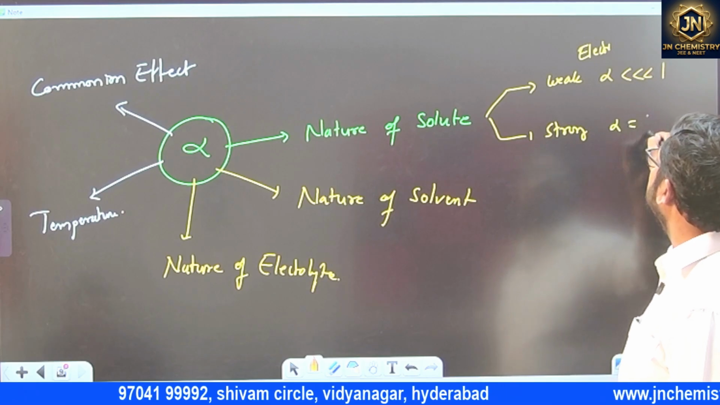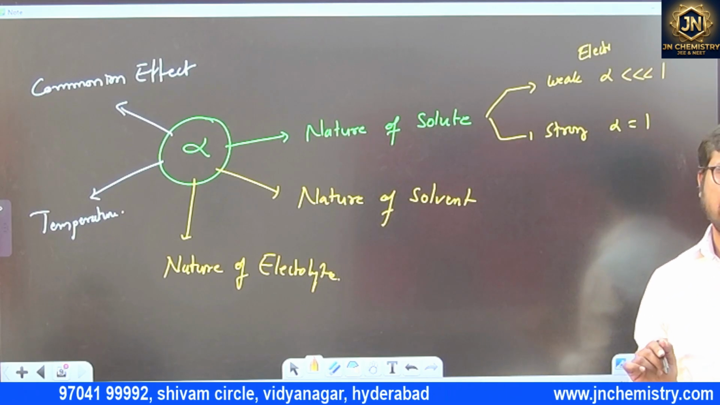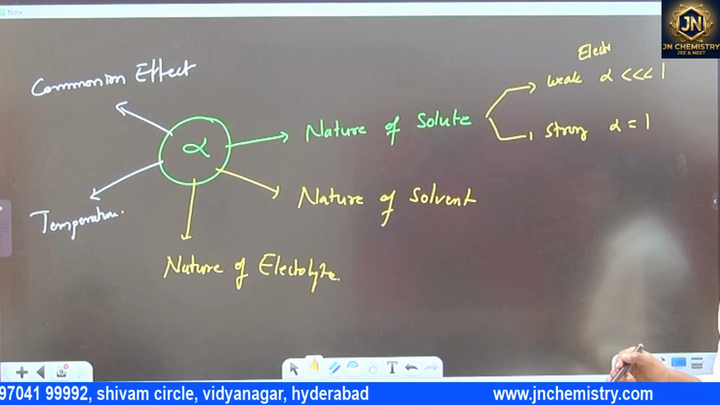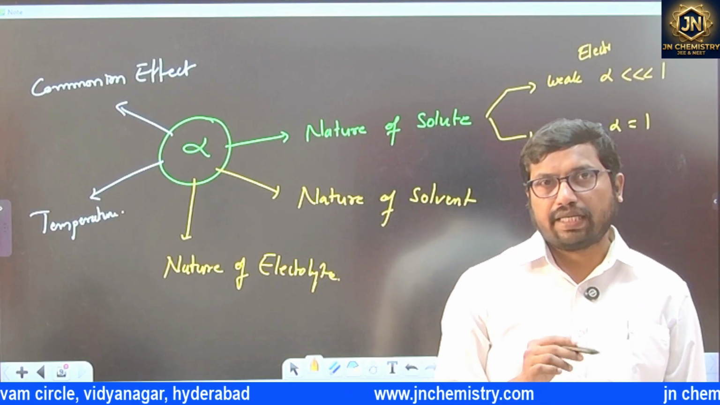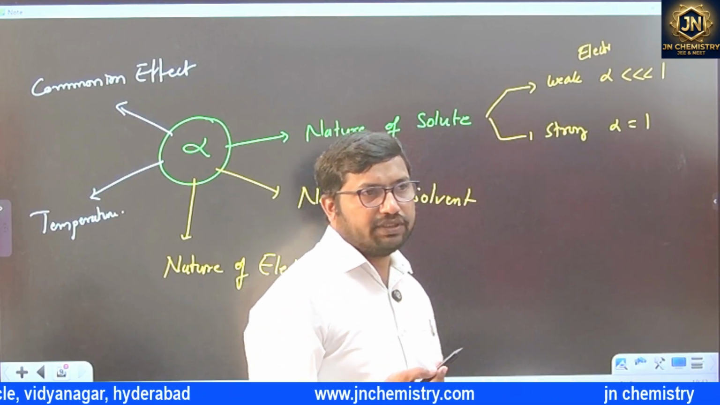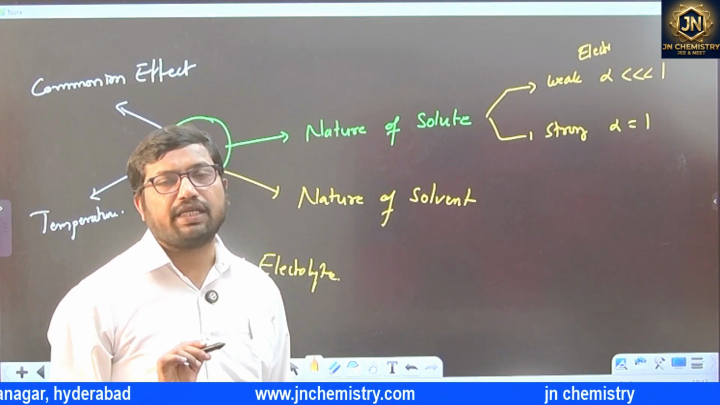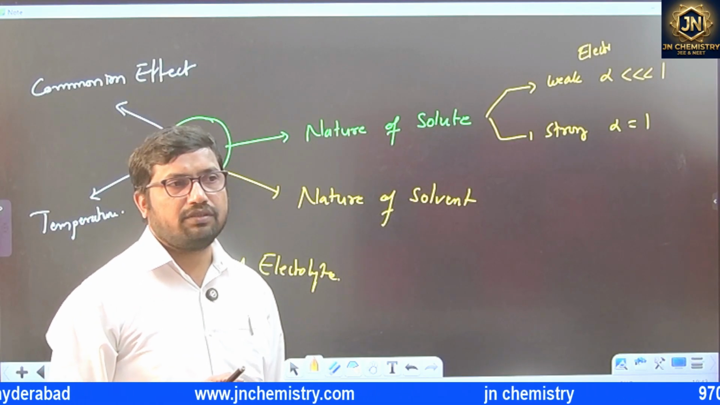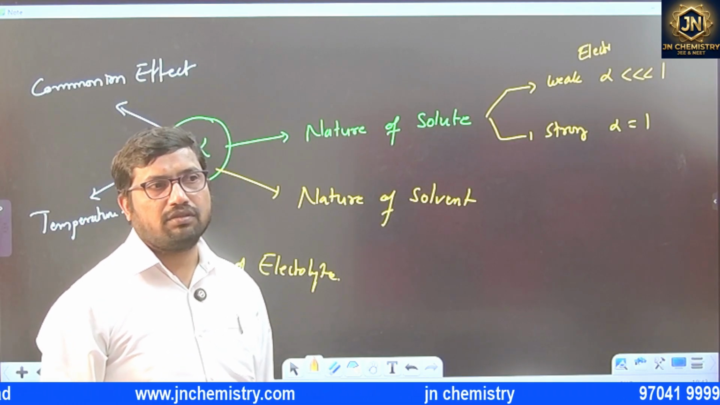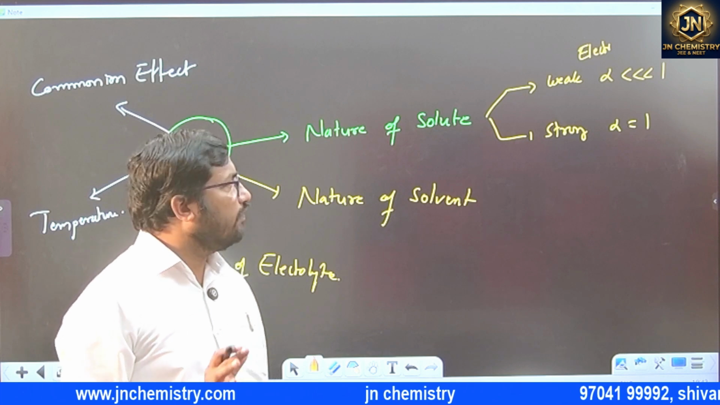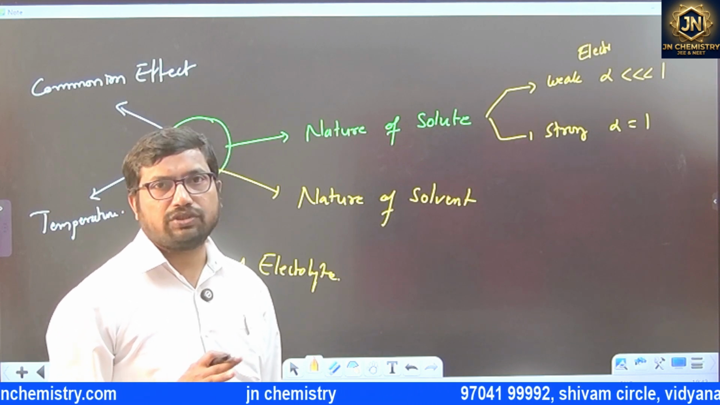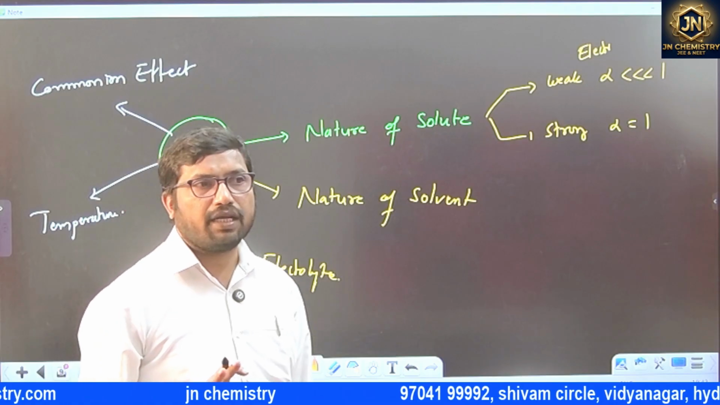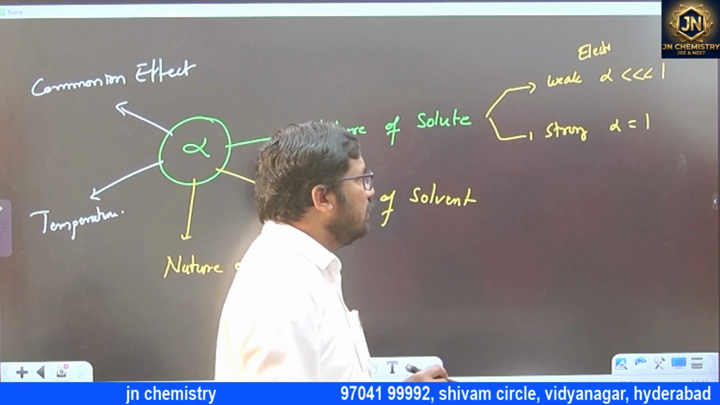Alpha is equal to 1. So generally in numericals, if the Ka or Kb or any K value, the equilibrium constant, is given, what do we need to understand? That is a weak case. Only for weak cases will they give the Ka or Kb. For strong cases, Ka or Kb won't be given.